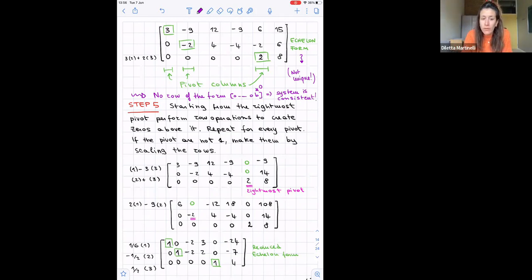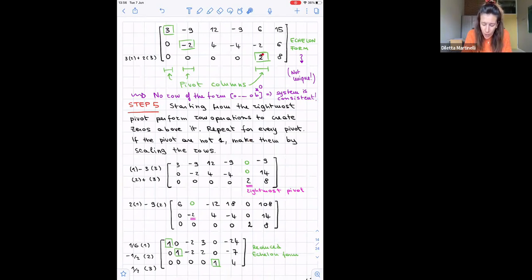So then we have to find the reduced echelon form in order to understand the solution of the system. And what do we do? We start from the rightmost pivot. So we start from this one. This is the rightmost pivot. And we perform row operations to create 0 above it this time. And then we want to repeat for every single pivot. And finally, if the pivots are not 1, then we rescale.